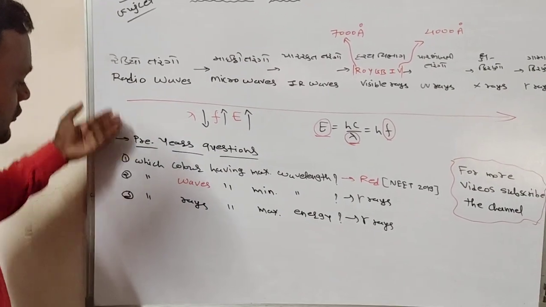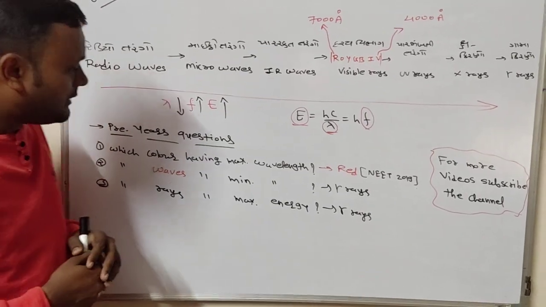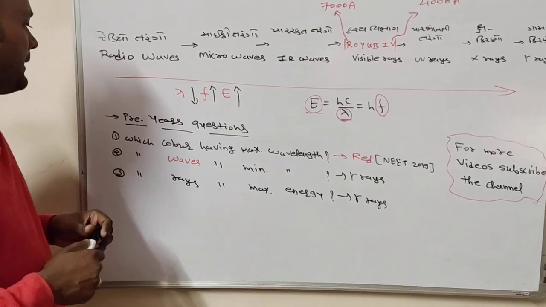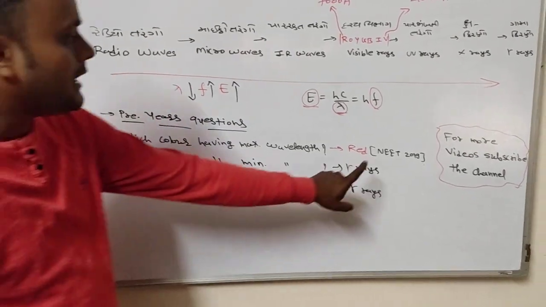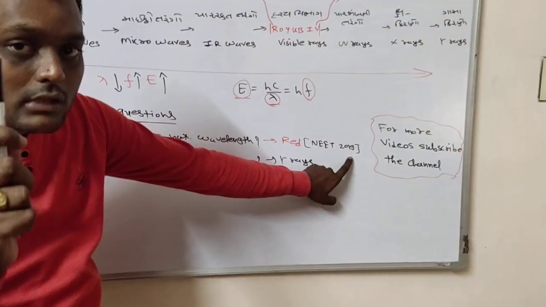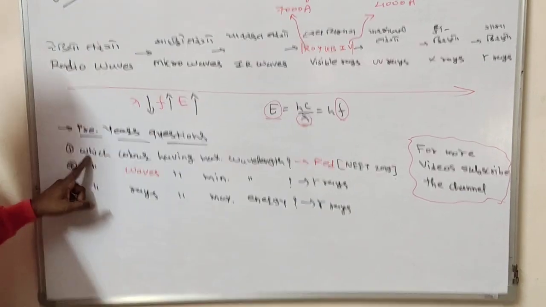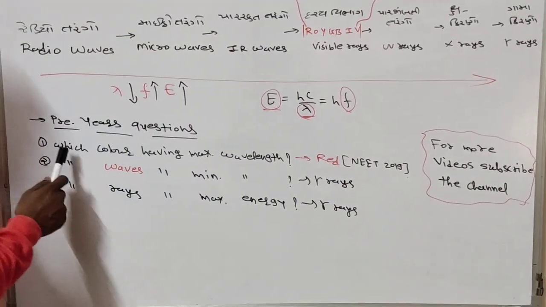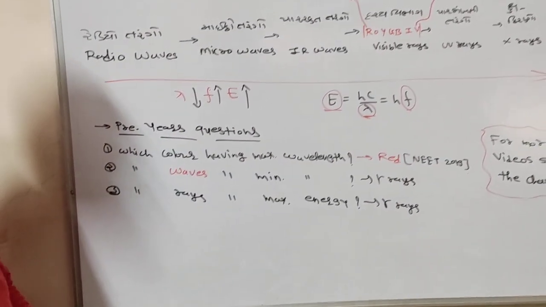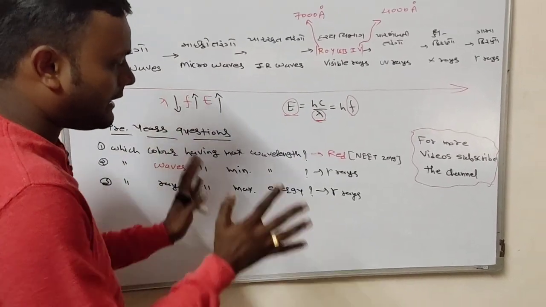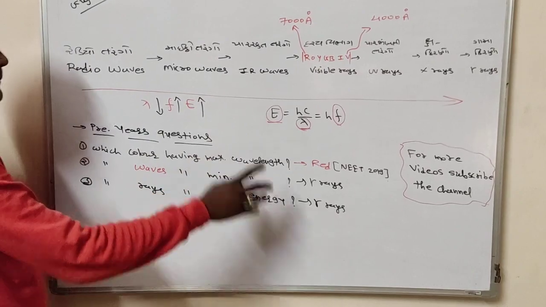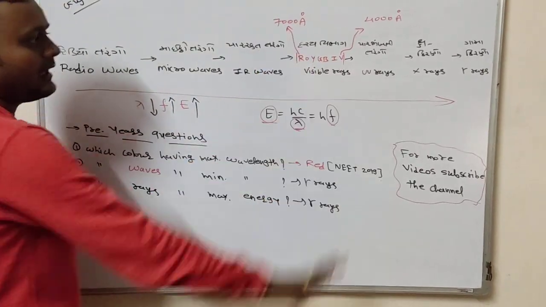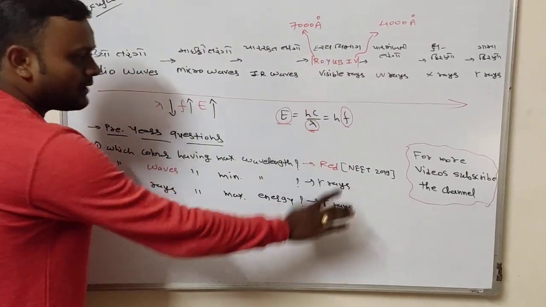So there are so many questions you may be asked in the upcoming exam, like previous year questions. For example, in NEET 2019, this question was asked: which color has maximum wavelength? You may have 4 options. I am not writing the options directly, I am writing the answer. So which color has maximum wavelength? From this you easily get the red color. So this is our answer.